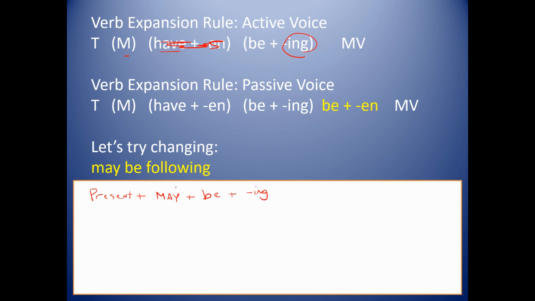And I'm adding be plus ing, not because it's here, but because up here it says, hey, if you have an ing, you've got to add in be plus ing. And lastly is my main verb, which is follow. So I have the present of may as may, be, and ing plus follow is may be following. That's the active voice. We'll call him active voice like that.